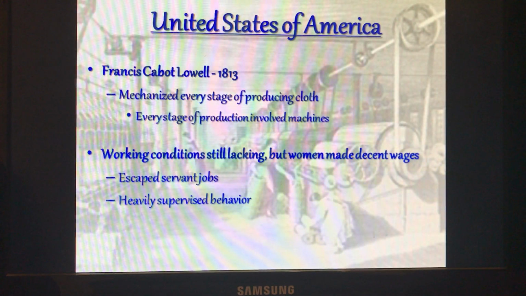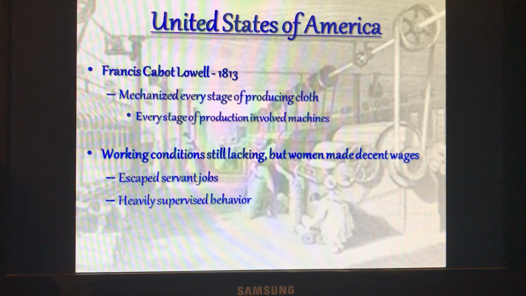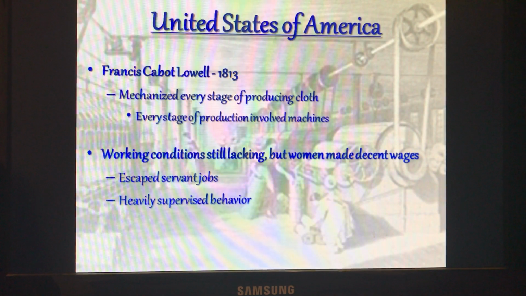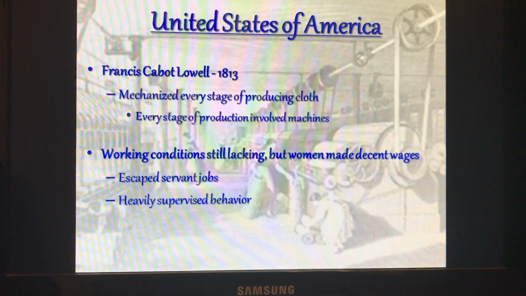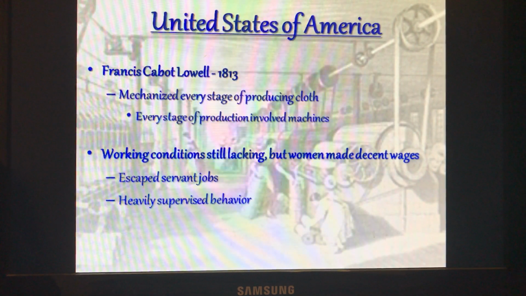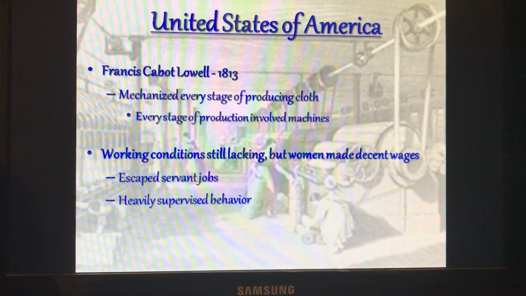Now we move on to another guy, Francis Cabot Lowell, 1813. So roughly about 30 years after the American Revolution. He went into the United States, over in Massachusetts to be precise, and he took machines to a whole other level there. He mechanized every stage of producing cloth, which meant that every stage of making a shirt, pants, jackets, whatever it was, involved a machine. That's what mechanized means. Every stage involves a machine. The use of machines to make stuff.